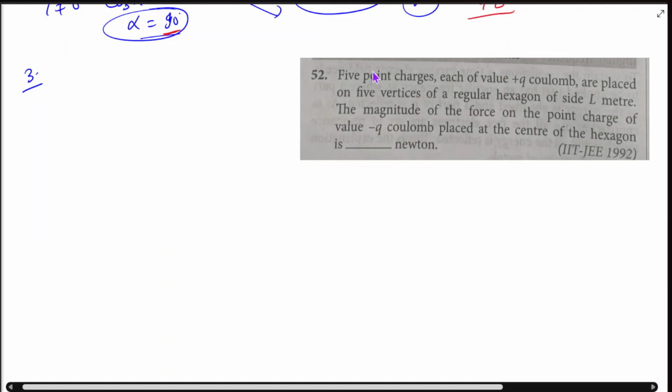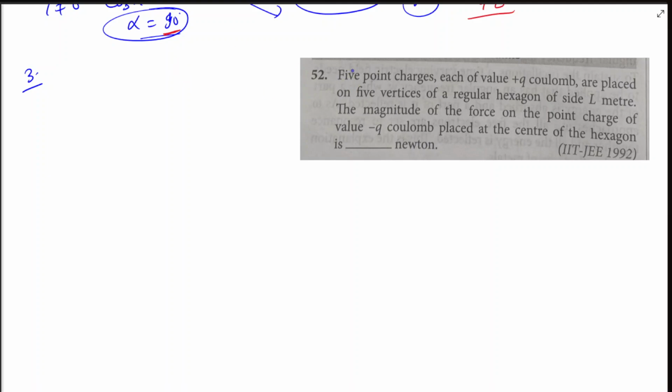Perfect. So we have 5 point charges, each of value q coulomb, placed on 5 vertices of a regular hexagon of side L meters. What is the magnitude of force on minus q placed in center? Remember, generally we can just write it directly like 0, but on the hexagon there are only 5 charges.